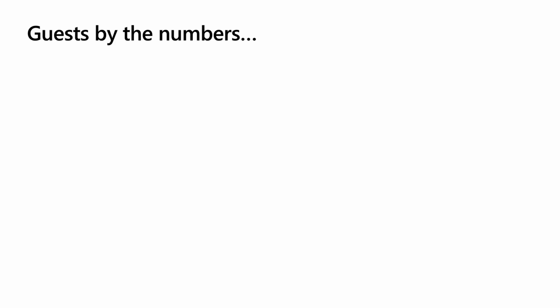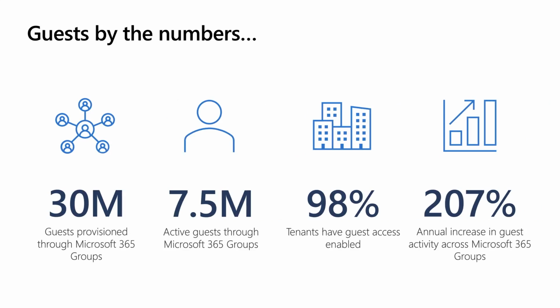Now, let's take a look at guests by the numbers. The usage of external collaboration using Microsoft 365 groups is going through the roof. Around the same time last year, we had about 9 million provisioned guests. So we see a 3x growth year on year with a sharp increase in the active guests. The feature has deep penetration across our customer base. 98% of all production tenants have guest access enabled. Fun fact, we have a tenant in Antarctica which uses guest access. So you can imagine how this feature is really helping bring the world closer.